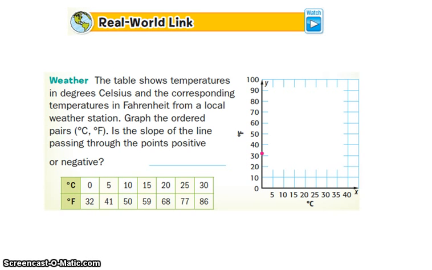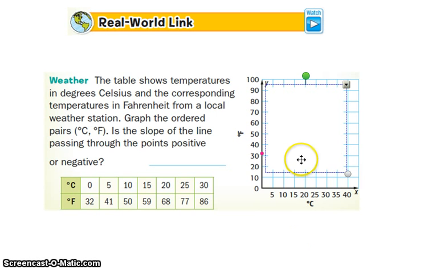Okay, the table shows the temperatures in Celsius and the corresponding temperatures in Fahrenheit from a local weather station. Graph the ordered pairs, Celsius first, then Fahrenheit. Is the slope of the line passing through the points positive or negative? So right now, here are your ordered pairs. Go ahead and plot them, and then we'll take a look. So pause the video and go ahead and plot them.